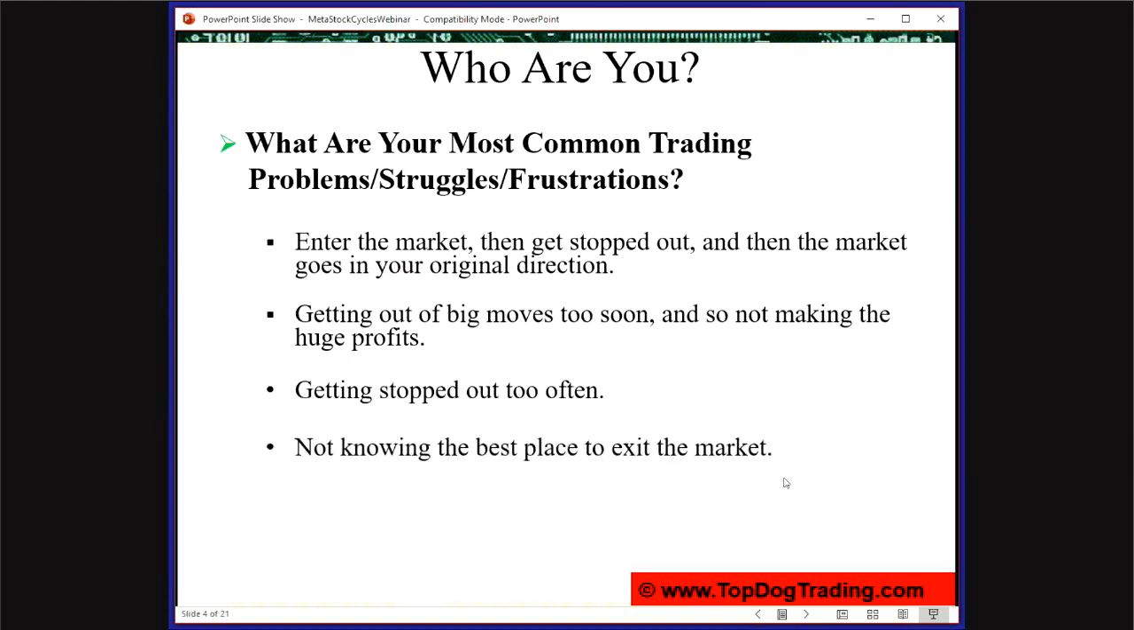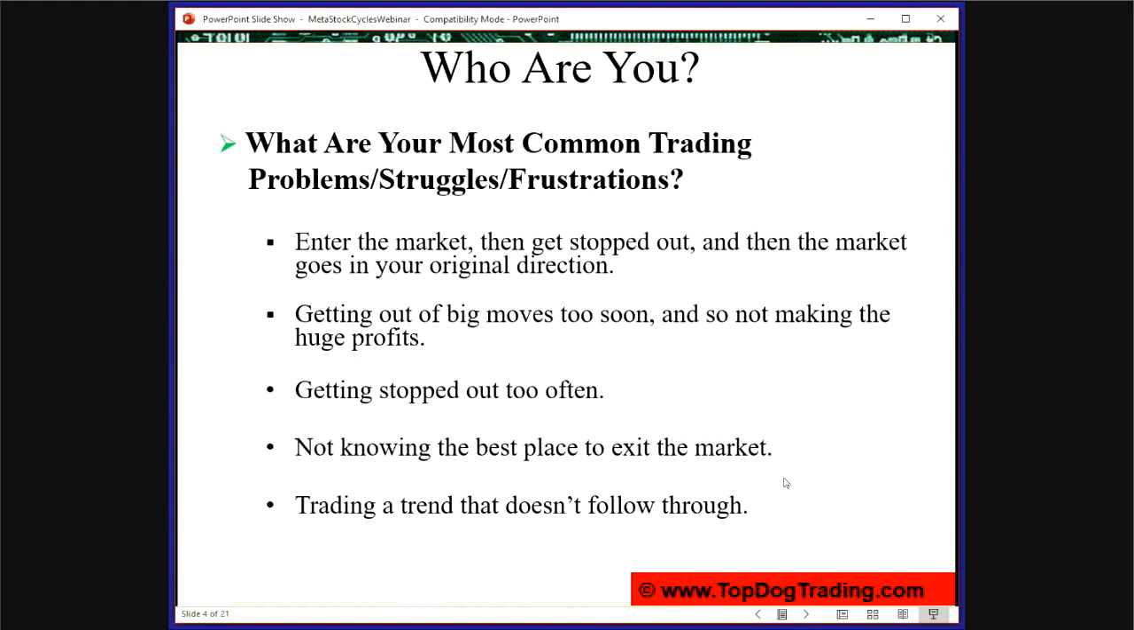Another one is getting stopped out too often. Another one, not knowing the best place to exit the market. Another one is trading a trend that doesn't follow through. So here's a little different issue where, okay, you see what looks like a trend starting up, you get in, but that trend fails and it doesn't actually follow through. Maybe the market just goes into a choppy direction or the trend actually turns around.